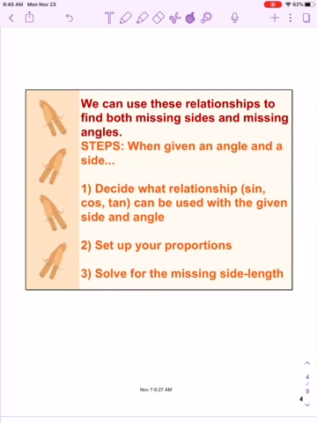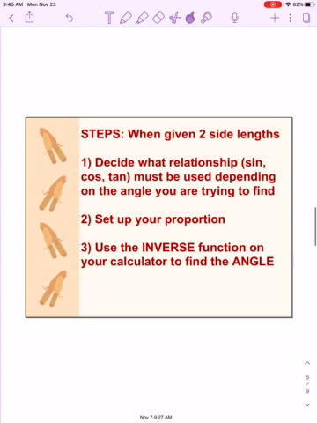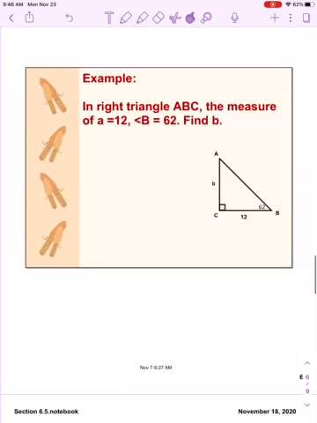So when you're given an angle, decide what relationship you can use with the sides and the angles. You swoop the angle, label your sides, and decide sine, cosine, or tangent. Set up your proportions, and then solve for the missing side length or the missing angle, depending. If you're finding the angle, make sure you use second sine, second cosine, or second tangent, because you're looking for an angle and you will only know the sine, the cosine, or the tangent. That's no different than it was before.